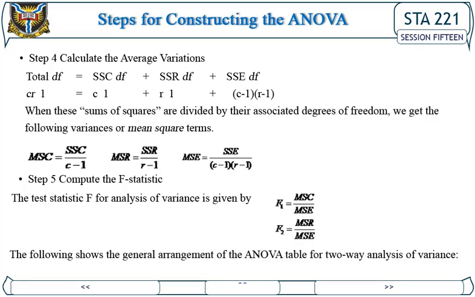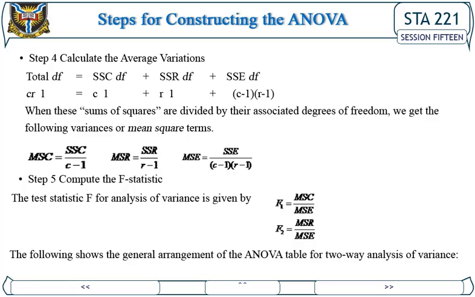Step 5. Calculate the average variations. Total degree of freedom is equal to SSC df plus SSR df plus SSE df. CR minus 1 is equal to C minus 1 plus R minus 1 plus (C minus 1)(R minus 1). When these sums of squares are divided by their associated degrees of freedom, we get the following variances or mean square terms.